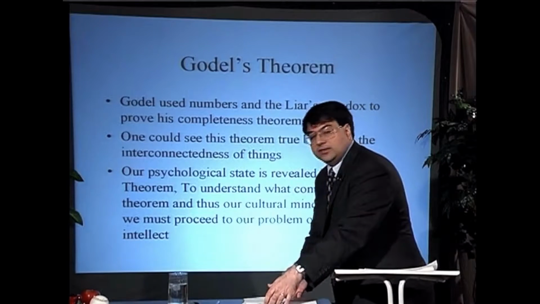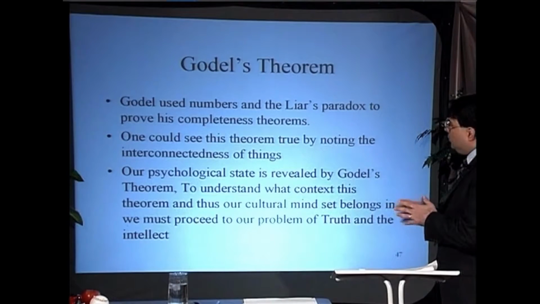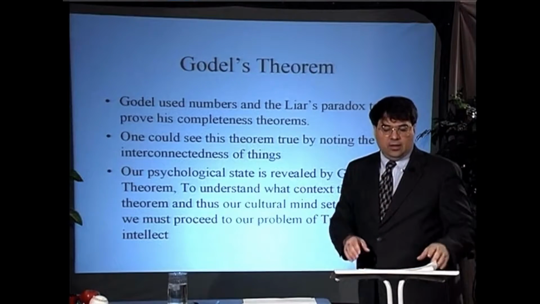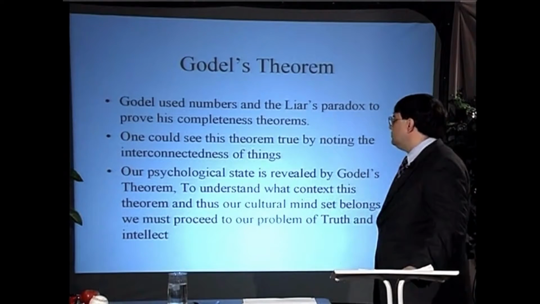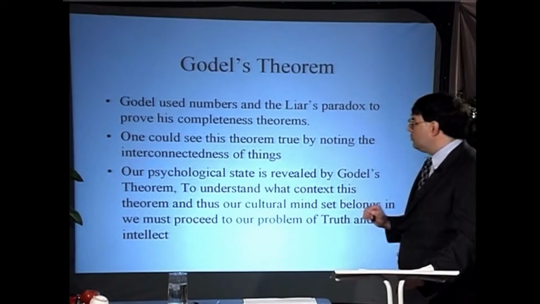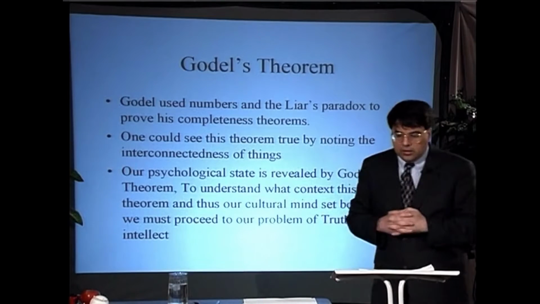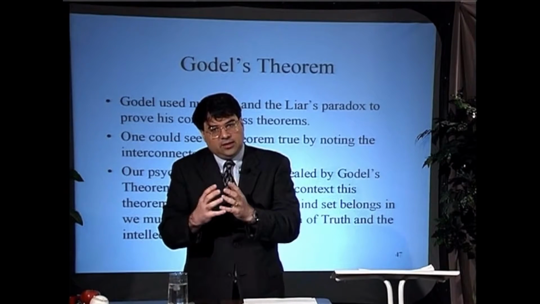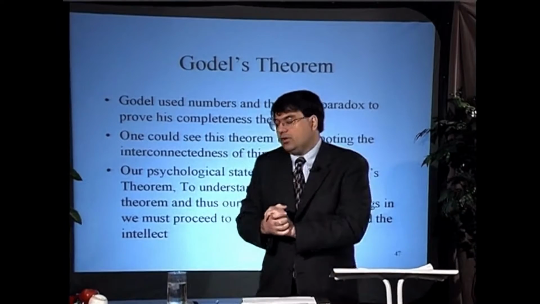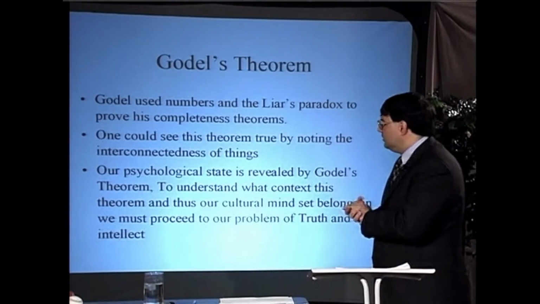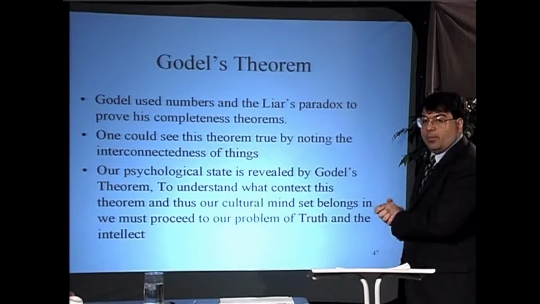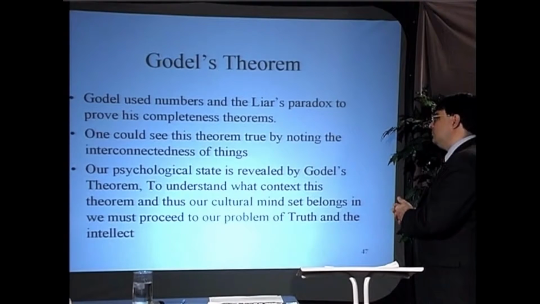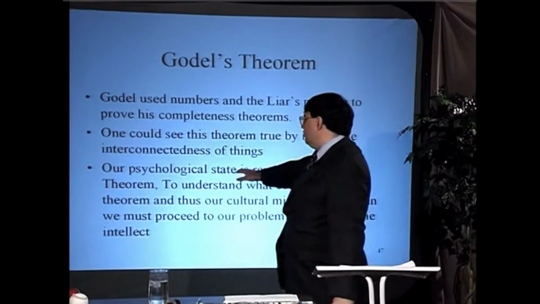Gödel's theorem basically, and I discuss it more in the text than I can here, uses numbers and the liar's paradox to prove these so-called completeness and inconsistency theorems. One could see, however, that this theorem is true by the interconnectedness of things. Basically, when you're trying to take a system of ideas and chop them off and put them in one place and keep them away from the rest of reality, you're going to have problems, because all those things that you took from reality are interconnected with reality. Just because you chop them off does not mean they lose that connection. That relation, I should say. Our psychological state is revealed by Gödel's theorems.